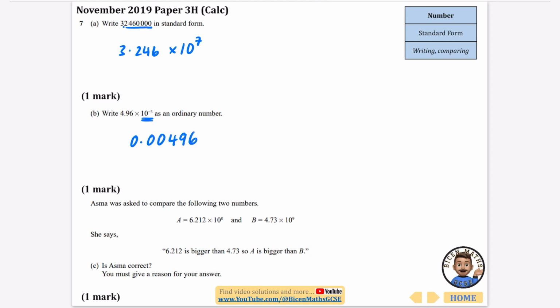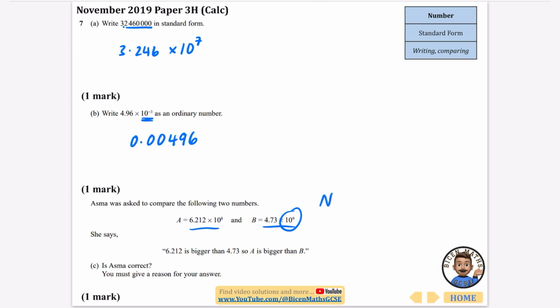And then Asma was asked to compare the following two numbers. We've got A, 6.212 times 10 to the 8, and B is 4.73 times 10 to the 9. She says that 6.212 is bigger than 4.73, so A is bigger than B. Is she correct? You must give a reason for your answer. Well, she thinks this is bigger than this. Well, no, she isn't correct because of the 10 to the 9. 10 to the 9 is bigger than 10 to the 8, so B is larger.